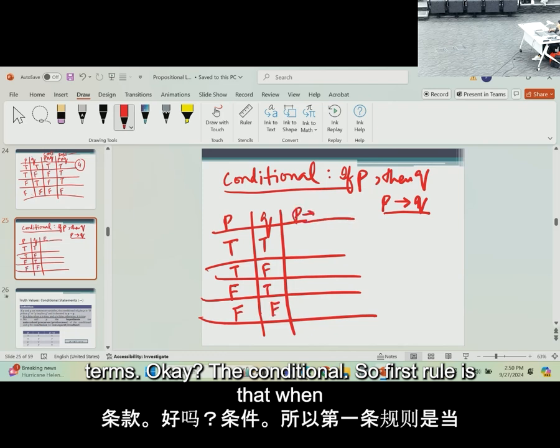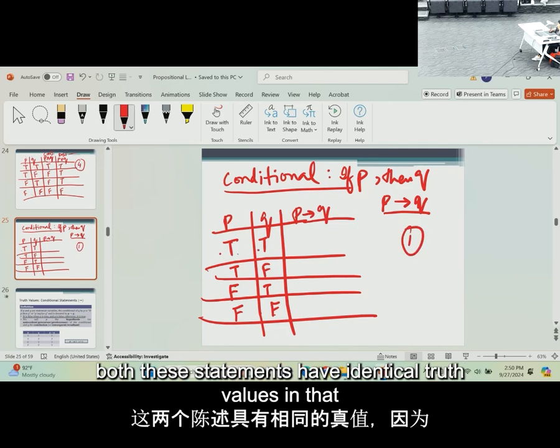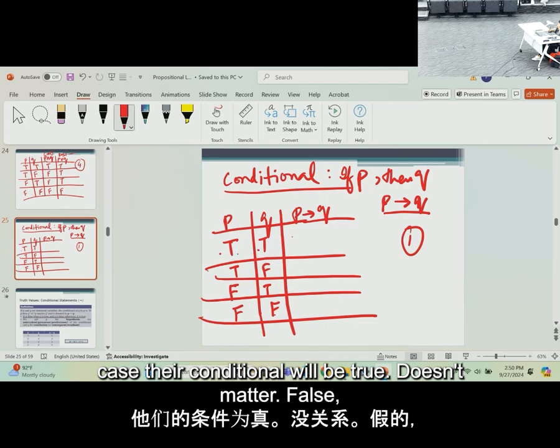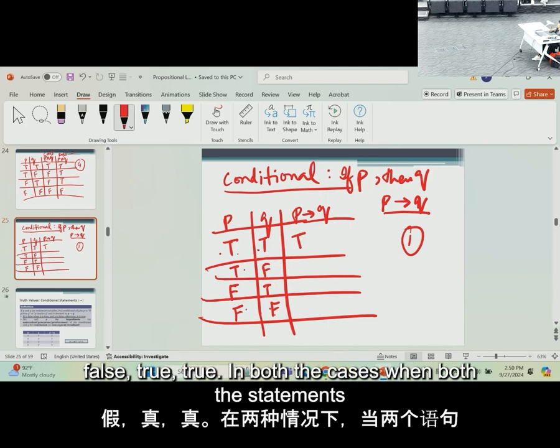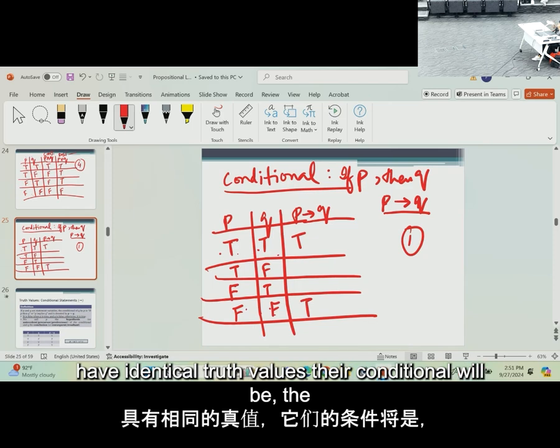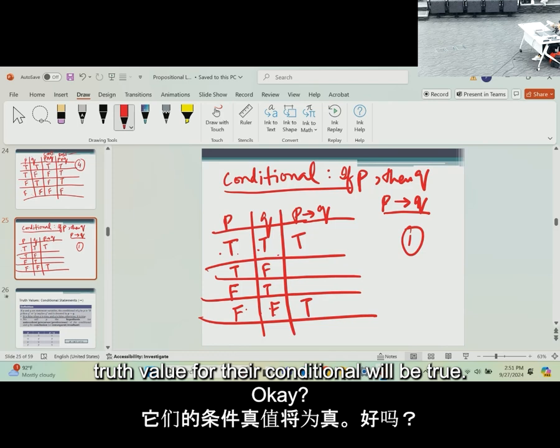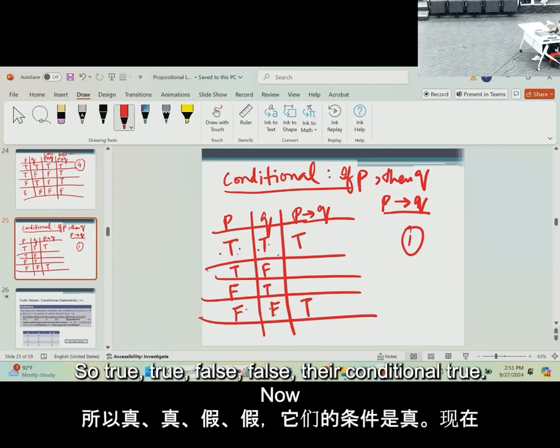For the conditional, the first rule is that when both the statements have identical truth values, in that case, their conditional will be true. Doesn't matter, false, false or true, true. In both cases, when both the statements have identical truth values, the truth value for their conditional will be true, okay? So true, true, false, false, their conditional is true.